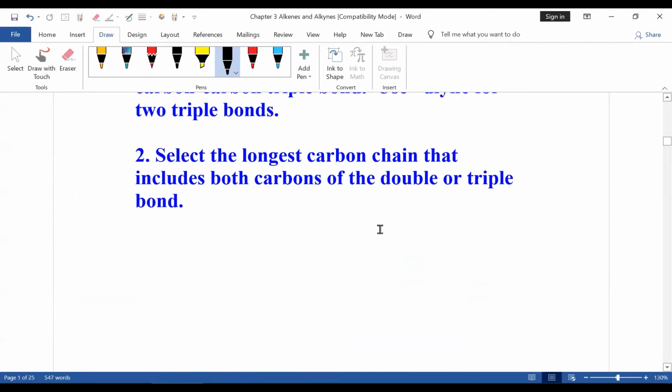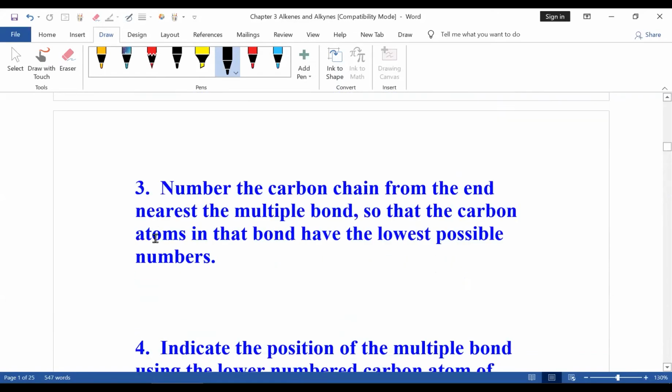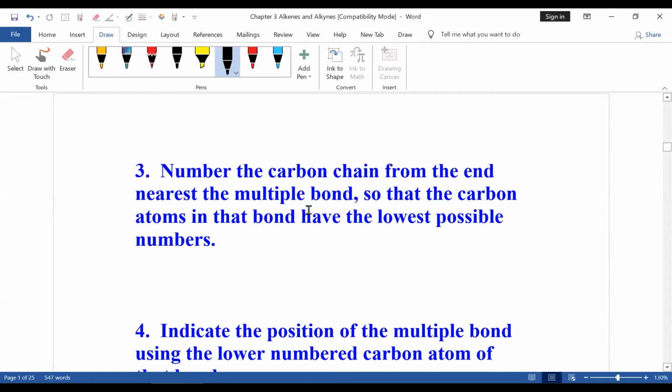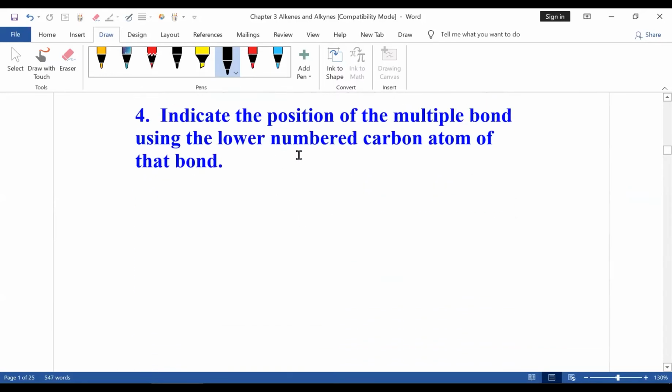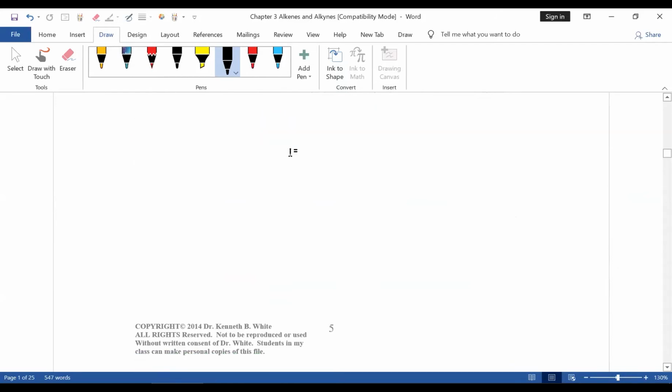Now, how do you do this? I'm going to go through this. I'm going to read it first, then we'll practice it, because you by now know Dr. White. We'll do that. All right. First of all, you select the longest carbon chain, and here's something different, that contains both carbons of the double or triple bond. Number that chain from the end of the nearest multiple bond so the carbon atoms have the lowest numbers. You indicate the position of that number of the first carbon with the lowest number. And I'll show you this all, because when you read it in the abstract, it doesn't make sense.